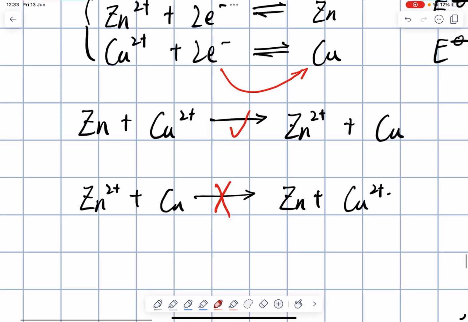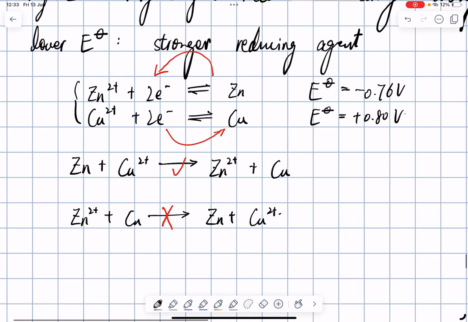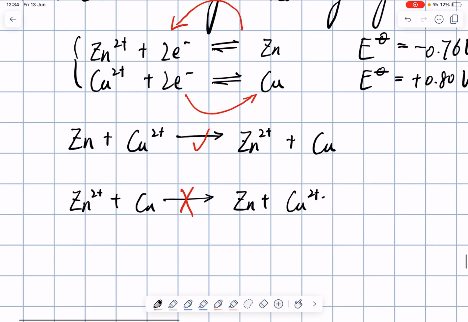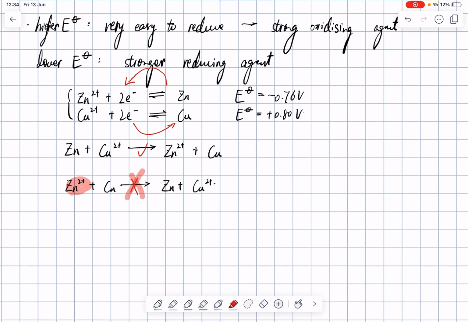Another explanation will be that as zinc 2 plus has a more negative E standard, it's a stronger reducing agent compared to Cu2 plus. So it cannot get reduced by copper. So this reaction won't happen. This is pretty easy, right?